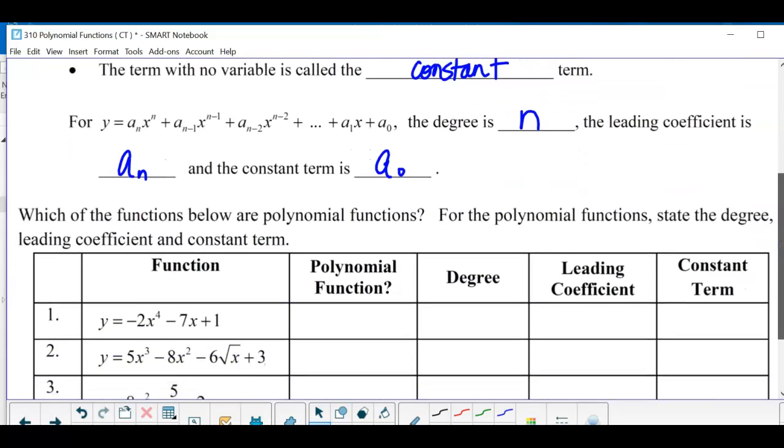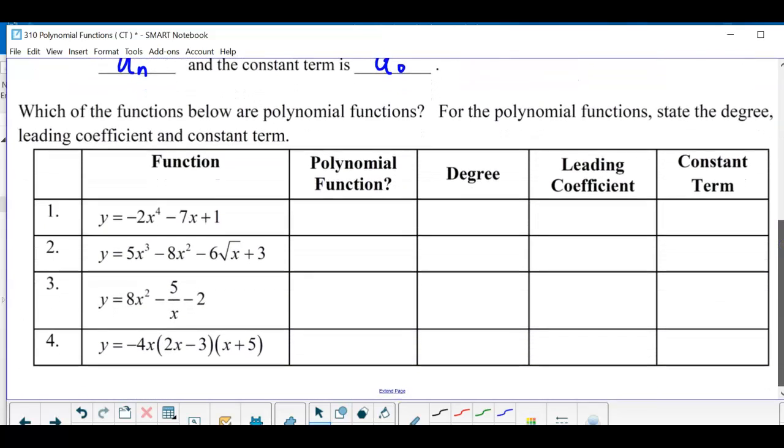Okay. Which of the functions below are polynomial functions? Remember, polynomial functions can't have fractional exponents or negative exponents or decimal exponents, that kind of thing. For the polynomial functions, state the degree, leading coefficient, and constant term. So the highest degree term is 4. All of the terms have exponents that are whole numbers, so it is a polynomial function. Degree is 4. Coefficient of x to the 4th is -2. Constant term is 1.